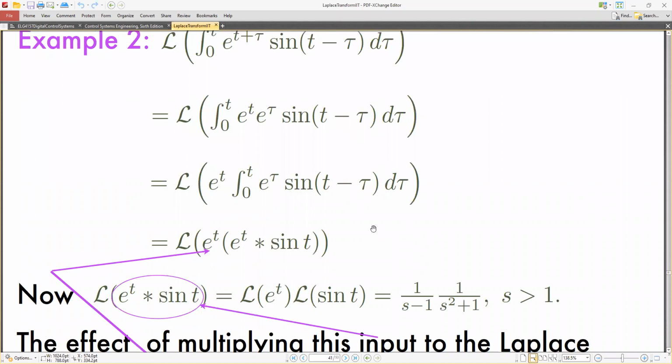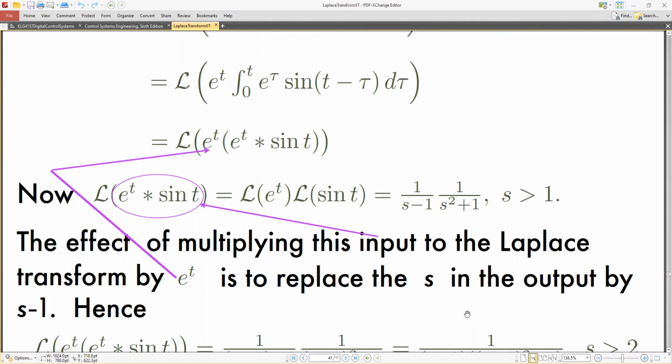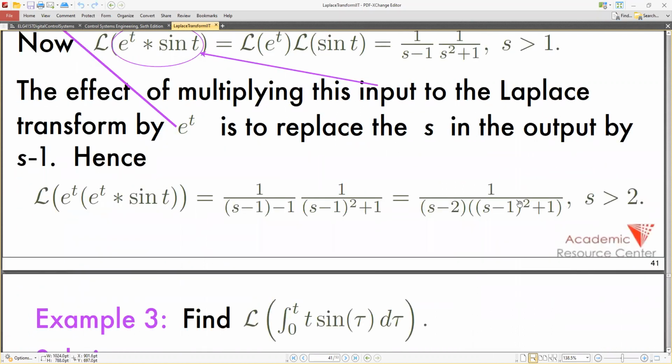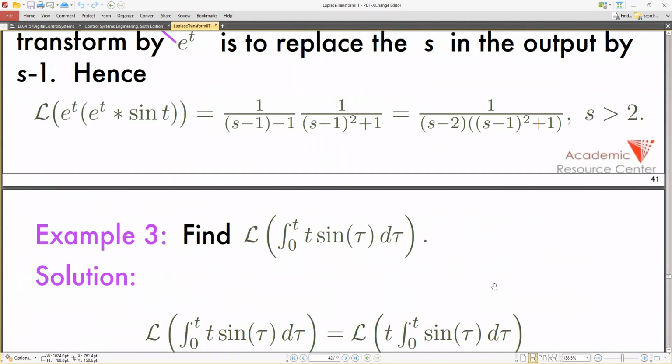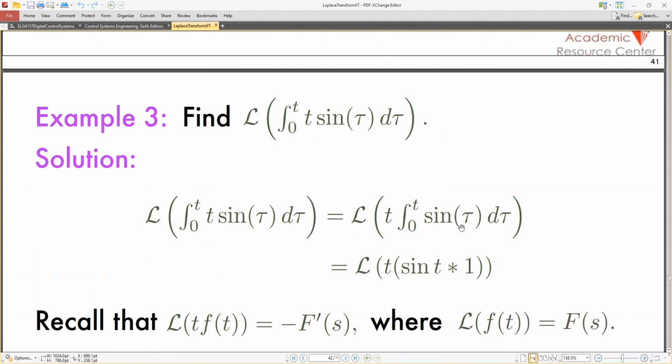Here is another example. The effect of multiplying the input to the Laplace transform by e to the power t is to replace the s in the output by s minus 1, and it is the equation here. And the Laplace transform of the integral from 0 to t of t sine of tau d tau, you can do this one. Just replace this.